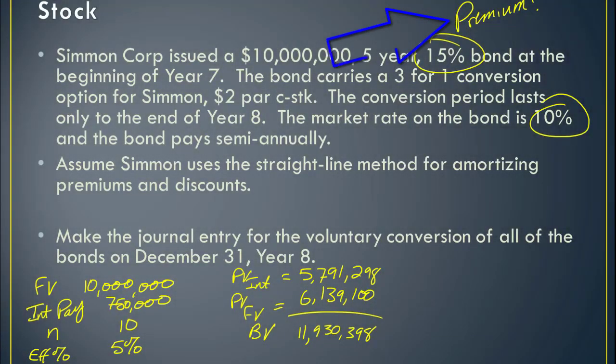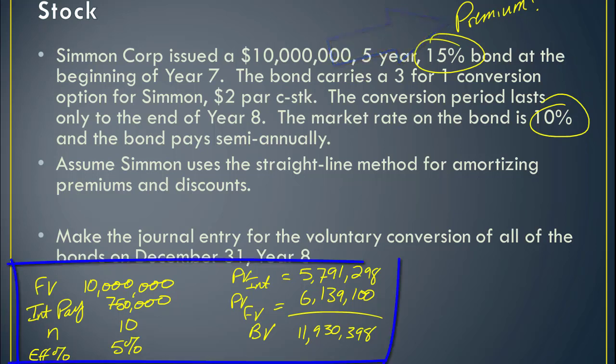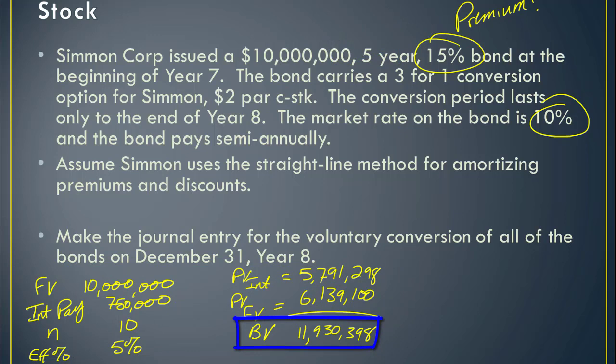Did you start out deciding that this was a premium bond? Remember, that's always our first step. We don't want to accidentally mess up interest rates and not have a way to check and make sure that we did it right. So hopefully you did that step first. Then here's the rest of the numbers and the values, and you should have ended up with a bond value of $11,930,398. Definitely a premium, and we are good to go.